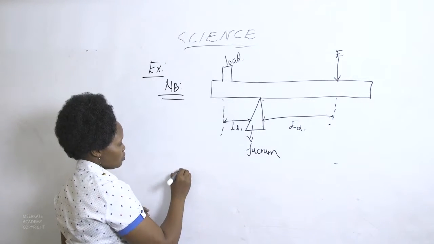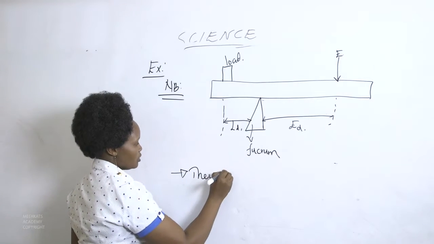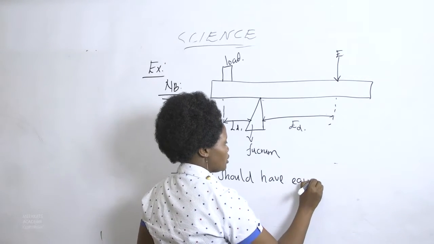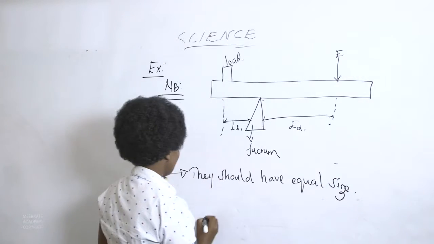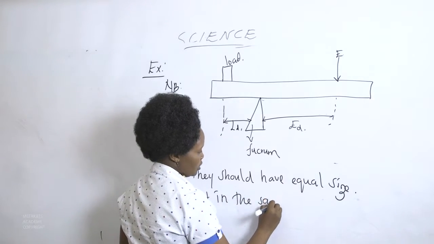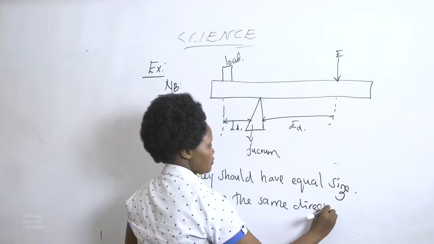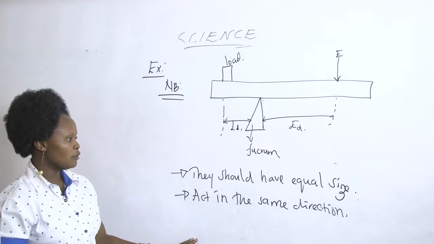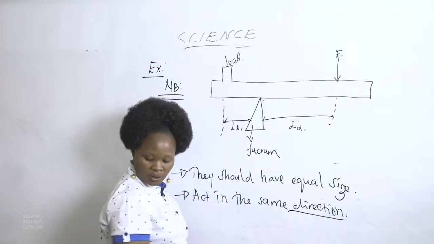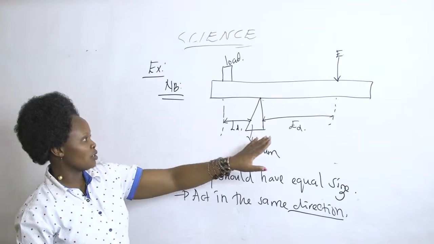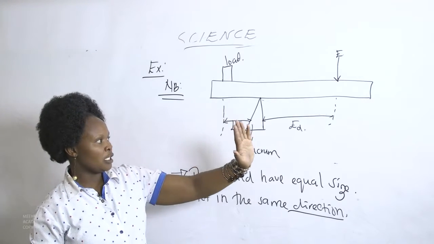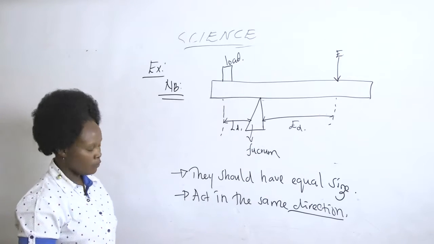And we said for forces to be equal, they should have equal magnitude or size, and should act in the same direction. Therefore, if you are to compare the two, they are acting in opposite directions, and that rules out the idea of them ever coming to a balance unless the work output is equated to the work input for the whole system.